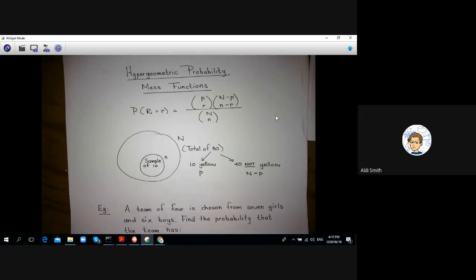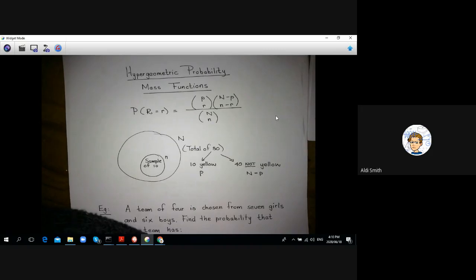Okay, so that's the idea here. And the reason this is not binomial is, logically speaking, because my population is finite. In other words, because my population only has 50 items, if I pick something and it's not yellow, and this is without replacement, so I don't put it back, then the probabilities have now changed.